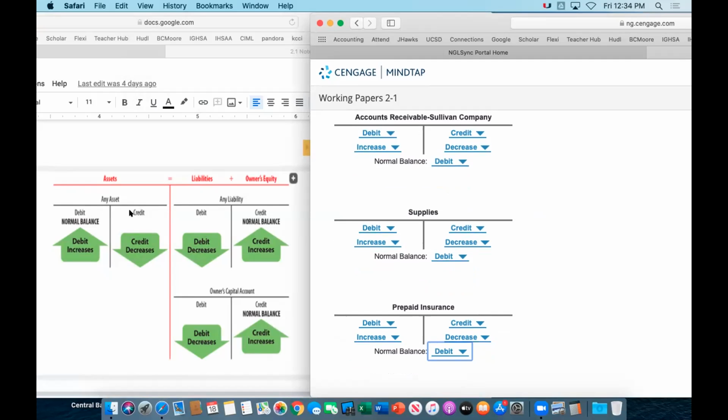All four of those are assets. We're always going to have the debits on the left and credits on the right. All the assets will always increase on the left and decrease on the credit. The normal balance is always going to be the increase side. So the normal balance for assets will always be the debit. You got any questions with those four assets?